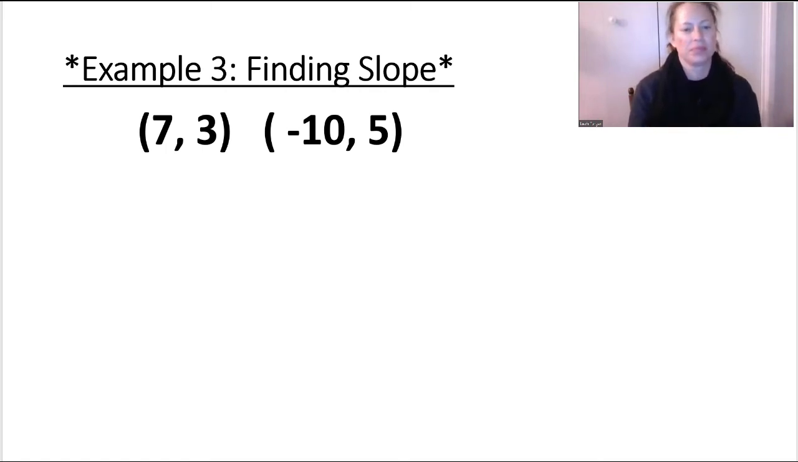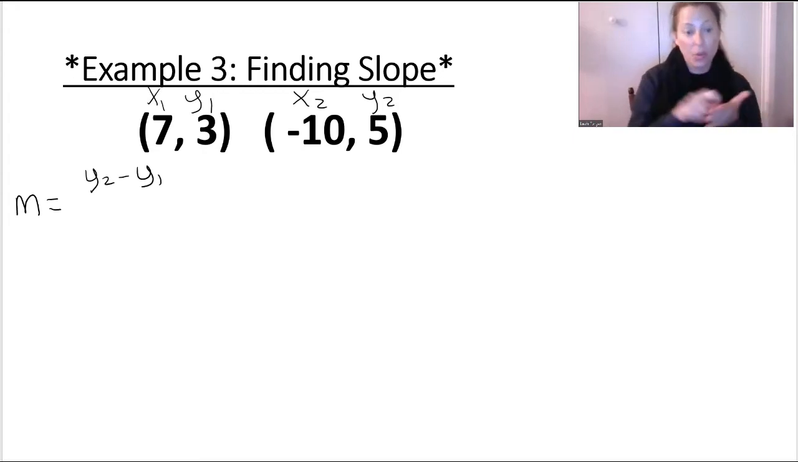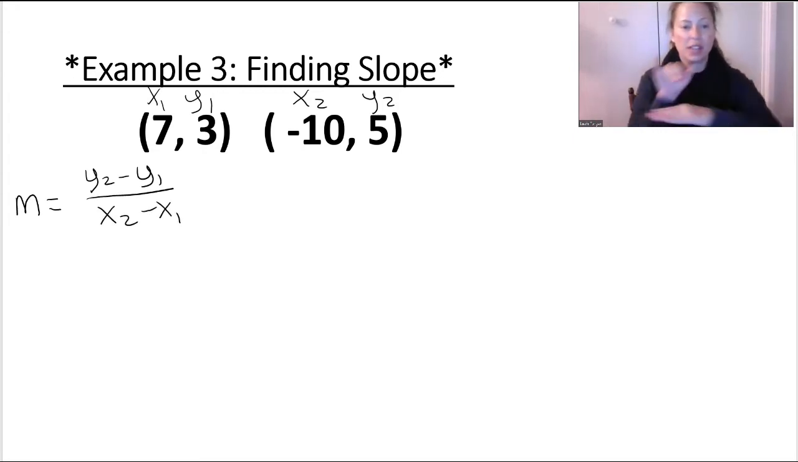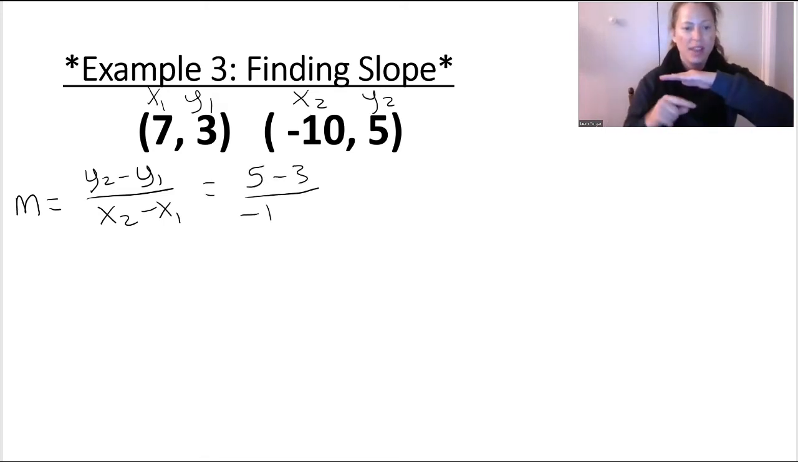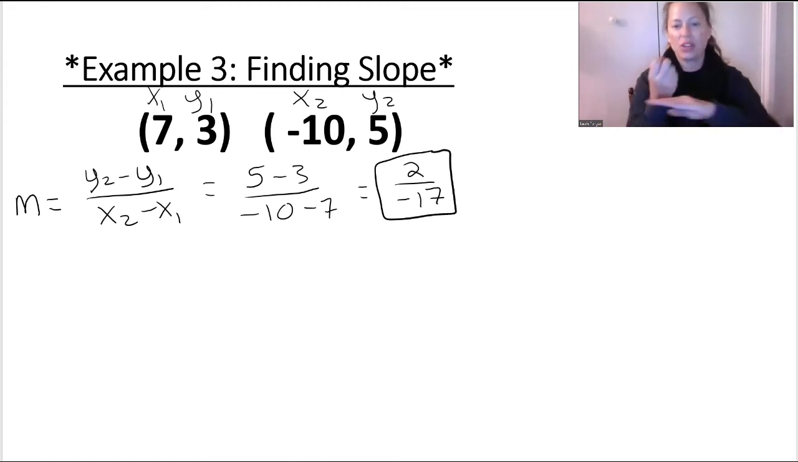All right, welcome back. We should label x1, y1, x2, y2. Then write down my formula for slope. M equals y2 minus y1 over x2 minus x1. Okay, and that would be 5 minus 3 over negative 10 minus 7. And that would be 2 over negative 17. And that's simplified. So that is my slope.